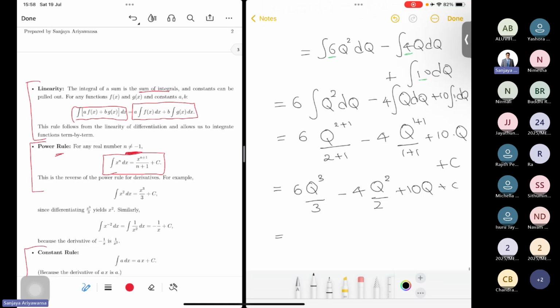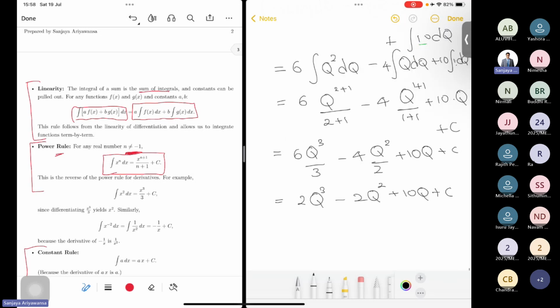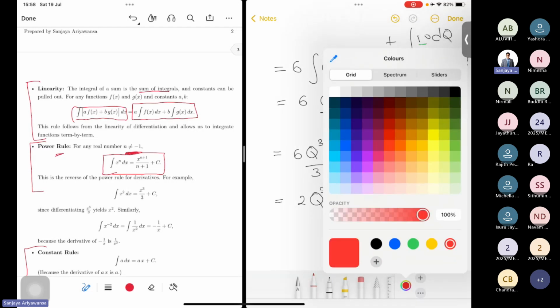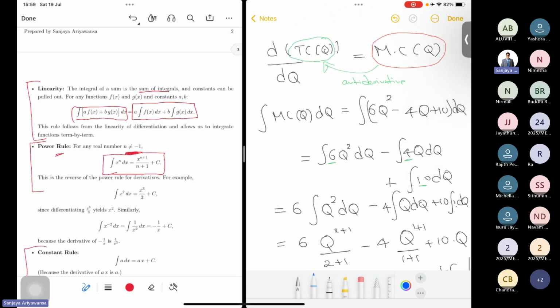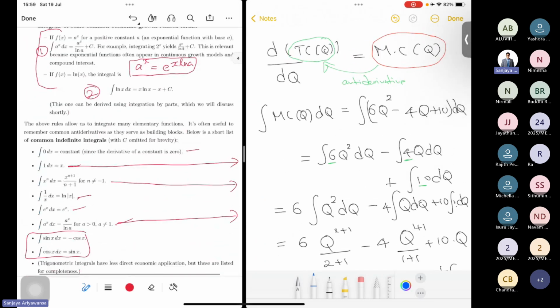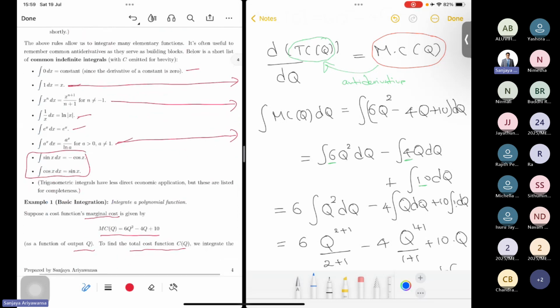Let's solve it a little bit more. So I have 2q cubed minus 2 times q squared plus 10q plus c. Now what were we doing all this time? We were finding the total cost function. This is the total cost function. So we were given the marginal cost, right? We were given the marginal cost and we were asked to find the total cost.